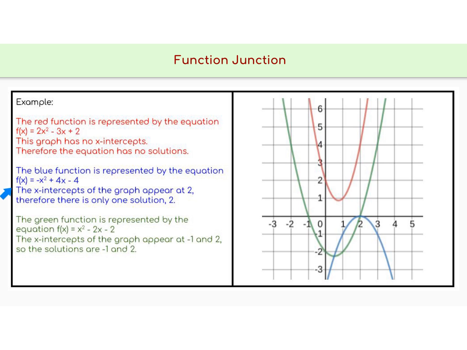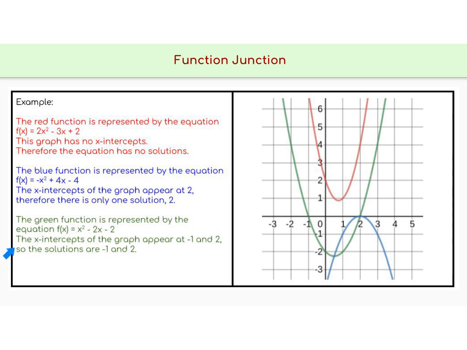Our blue function is represented by the equation f of x equals negative x squared plus 4x minus 4. The x-intercept of the graph appears at 2, therefore there is only one solution, which is 2. So we take a look at our blue parabola. We can see it has an x-intercept at positive 2. That is our solution. And finally, let's take a look at our green function.